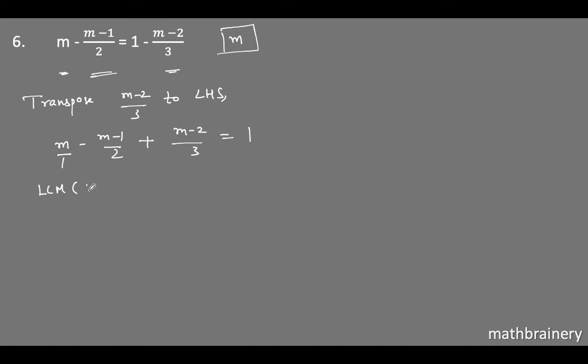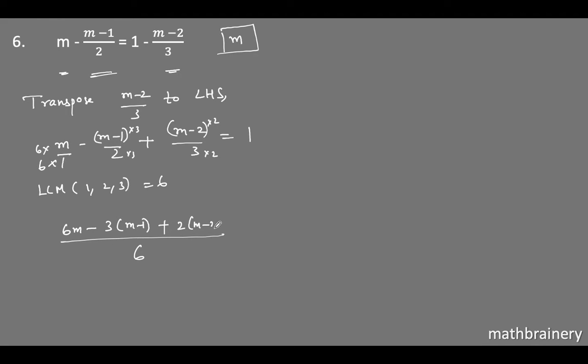So what is the LCM of 1, 2 and 3? It is 6. So let's take 6 here. Now 1 times 6 will give you 6. So let's multiply the numerator also with 6, that should give you 6m. Minus, 2 times 3 will give you 6. So multiply the entire numerator with 3. So that should give you 3 times (m − 1). Plus, 3 times 2 will give you 6. So multiply this numerator also with 2. So that should give you 2 times (m − 2), is equal to 1.